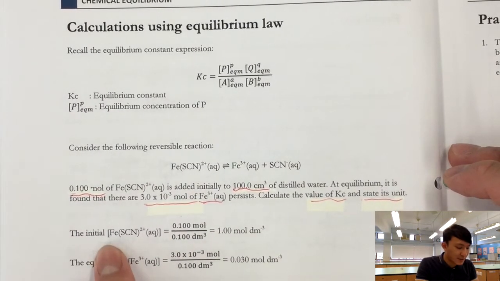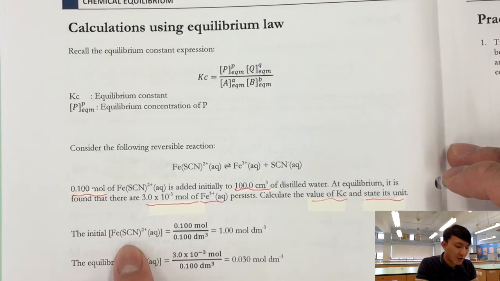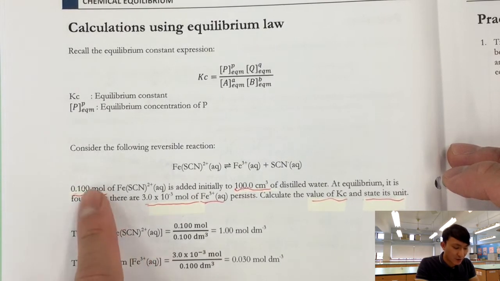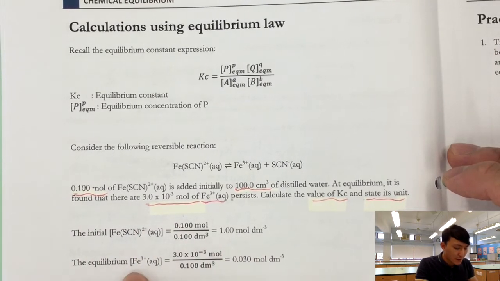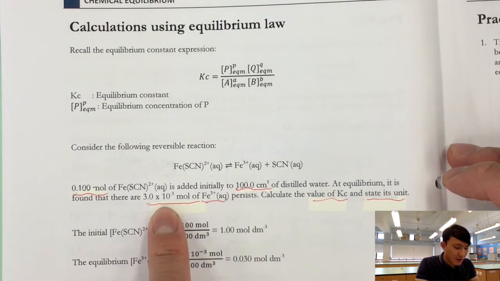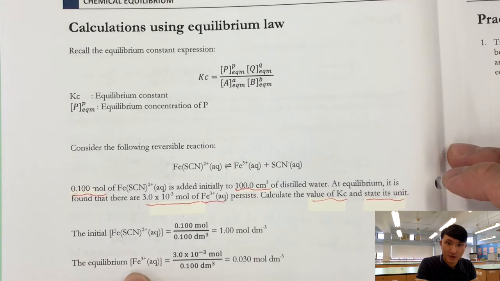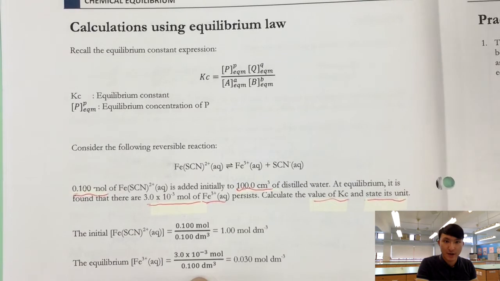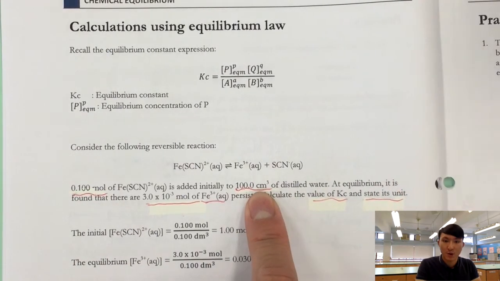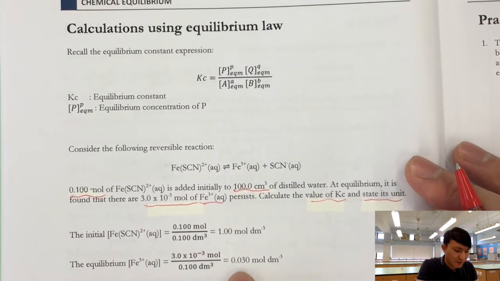So the first step is we calculate the initial concentration of the reactant. So number of mole divided by volume, you get 1 mole per dm cube. And from the other information here, you can calculate the equilibrium concentration of Fe3+, again, mole over volume. Now, even though the reaction has taken place, the total volume of the mixture should remain unchanged. So it should be 100 cm cube before and after the reaction. So now you find out the equilibrium concentration of Fe3+.